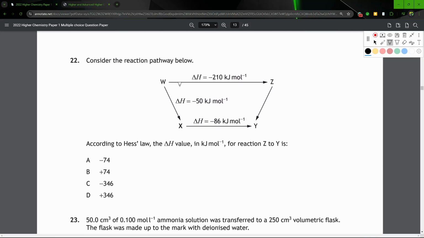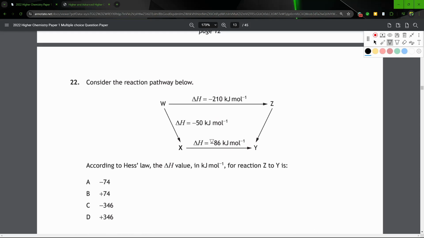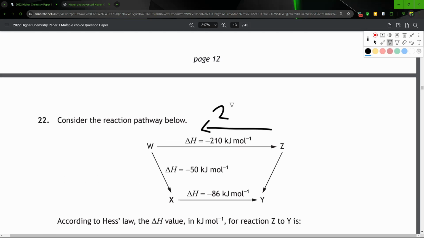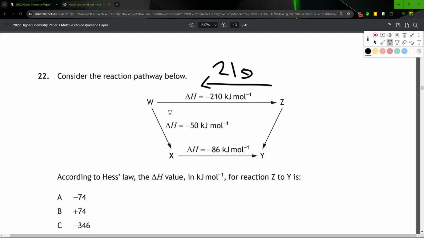Consider the reaction pathway below. According to Hess's law, the enthalpy value in kilojoules per mole for reaction Z to Y is what? Okay, so Z to Y, we don't actually know this, but if you've ever done vectors in maths, it's very similar to this. We're going to take an alternative route to get to the same location. So if the enthalpy to change W into Z is minus 210 kilojoules per mole, we want to go back the way. Going back the way is like a negative vector in maths. So that's actually 210 instead of negative 210. But the other ones are all in the correct direction.